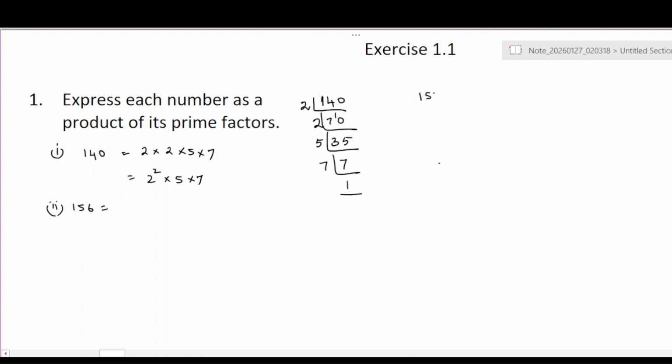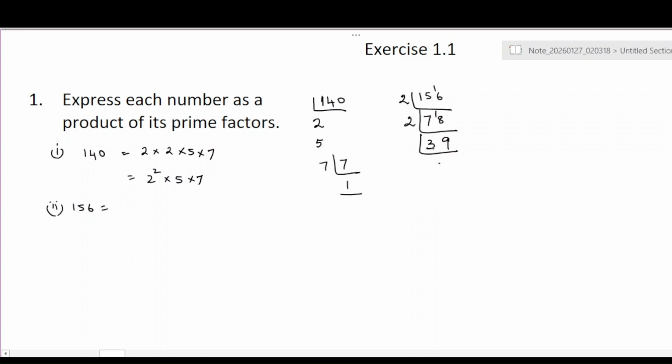156 is an even number, so 2 times. 7 2s are 14, carry over 1, 16 will go 8 times, 78. Again, 78 is an even number, 3 2s are 6, carry over 1, 9 times, 9 2s are 18, again this number 39. When you want to check for 3, for 2 it is an even number; for 3, when you add the digits and the number is divisible by 3, then it is divisible by 3.